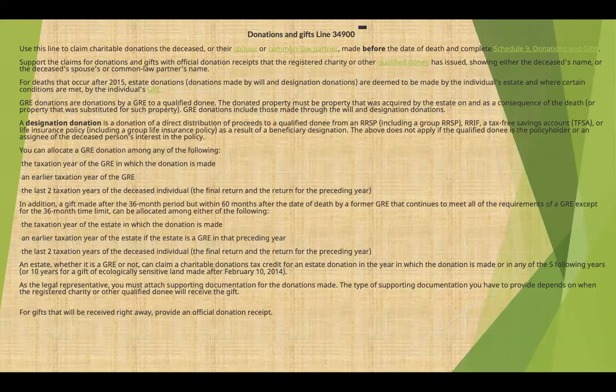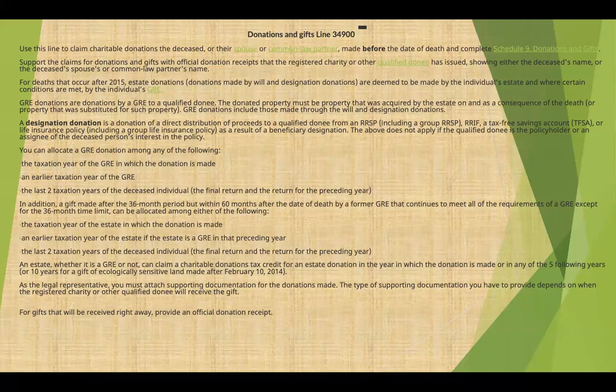So an estate, whether it is a GRE or not, can claim a charitable donation tax credit for an estate donation in the year in which the donation is made, or in any of the following 5 years, or 10 years for a gift of ecologically sensitive land made after February 10, 2014.